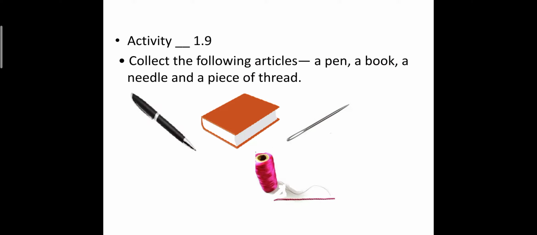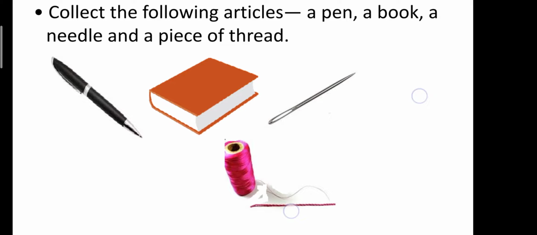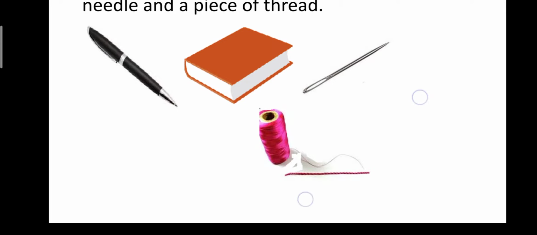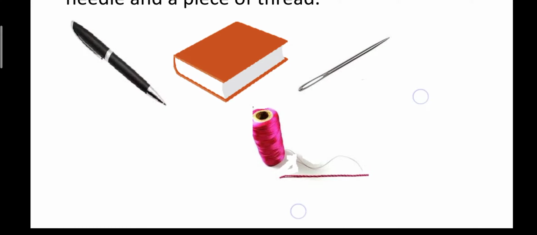To understand more deeply the solid state of matter, we can take the example of an activity, that is activity 1.9 from our NCERT book. Here we have taken a pen, a notebook, a needle and a piece of thread. All these 4 things we have taken. Now what we have to do? We have to sketch the above articles in our copy with the help of a pencil moving around them.